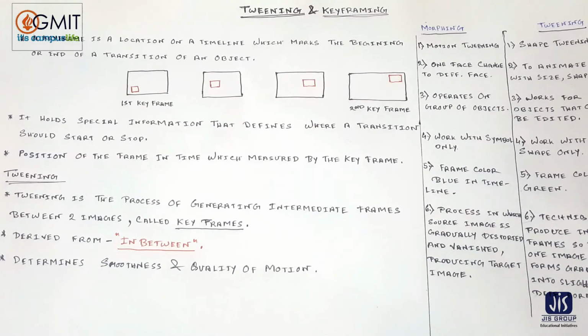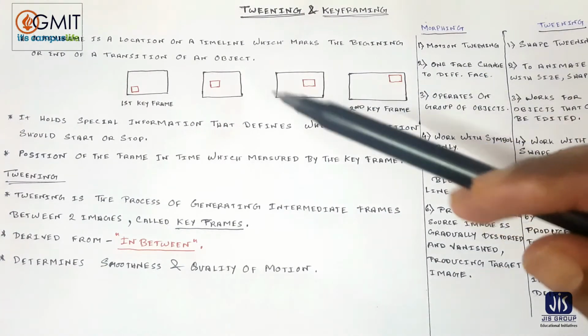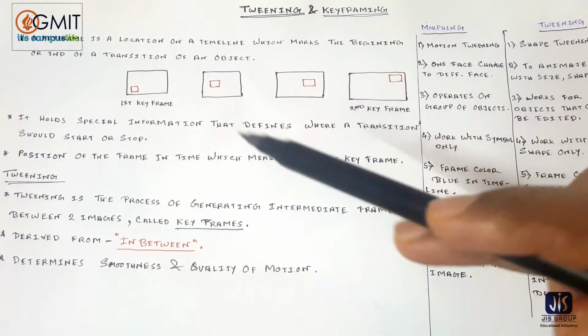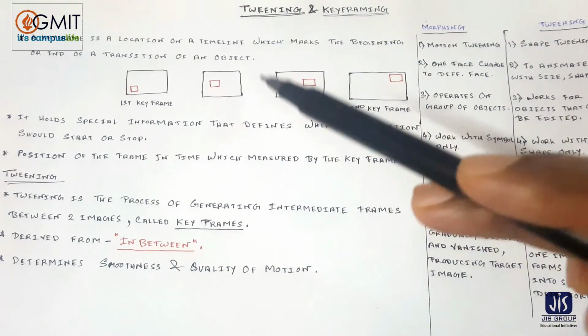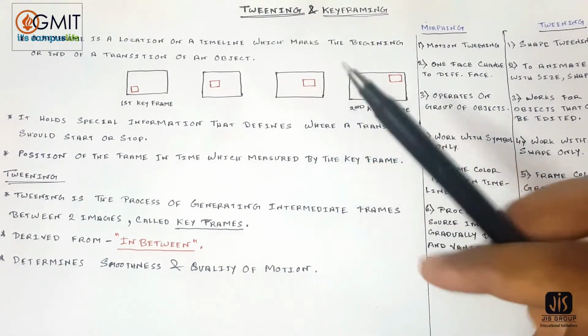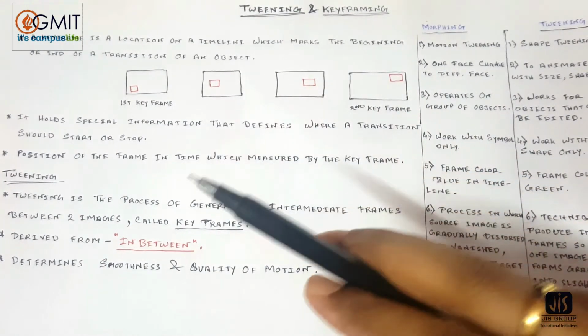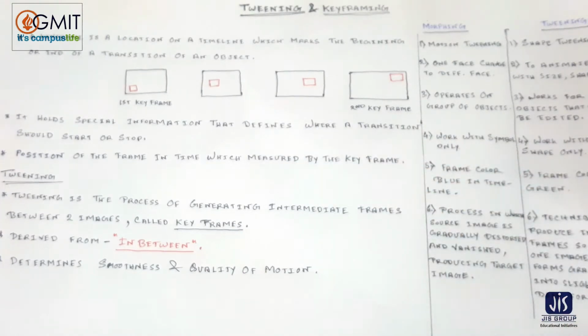So twinning is the process of generating intermediate frames between two images called keyframes. Suppose you can see that's the first keyframe, second keyframe, and in between frames are drawn. So this is called twinning. Drawing the in between frames between two keyframes is termed as twinning.